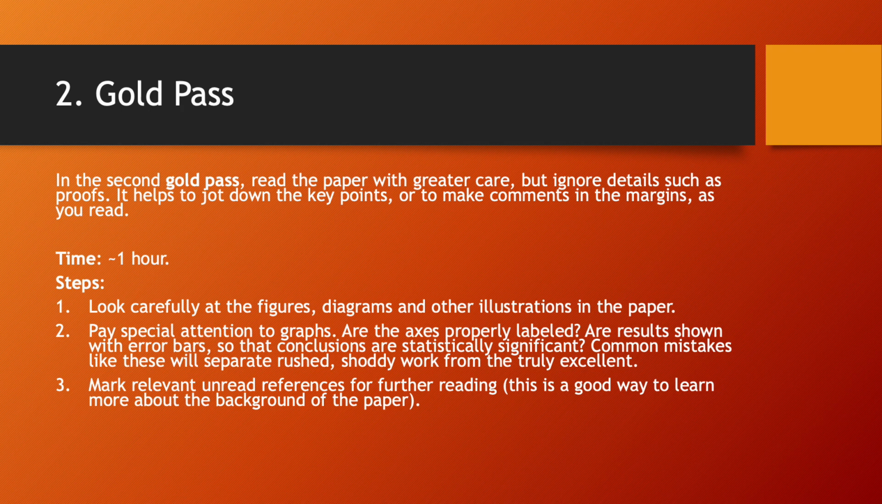The second pass is gold pass. In the second gold pass, read the paper with greater care, but ignore details such as proofs. It helps to jot down the key points or to make comments in the margins as you read. Time will be around 1 hour, and there are 3 key steps.